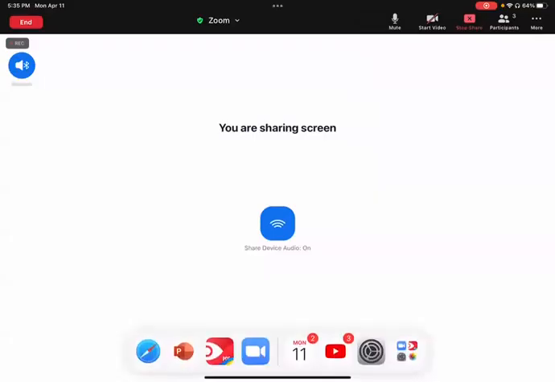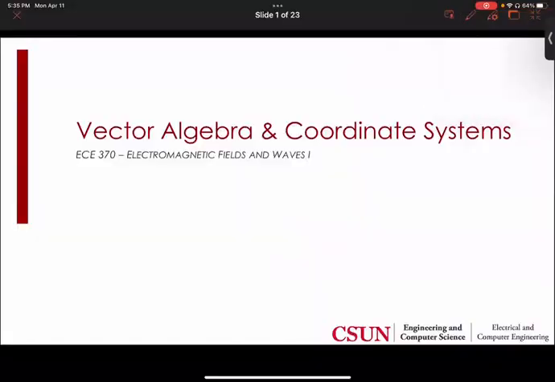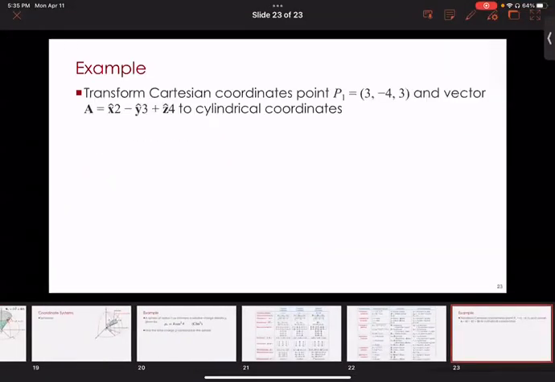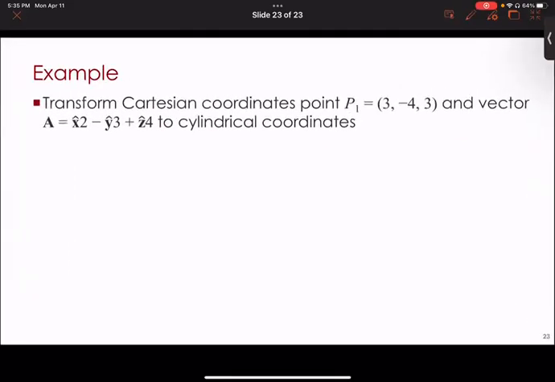I believe we left off last time at the very end of this on an example. And had we already done the conversion for P1? Okay, so all we really need to do is the second half of this question, is that right? Okay, great. And what we found for P1 at the end of last time was that it was something like 5, 306.9, 3 or something like that.